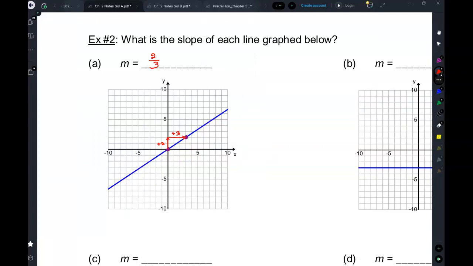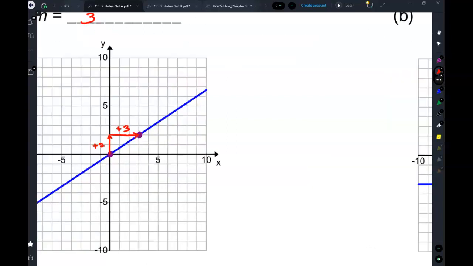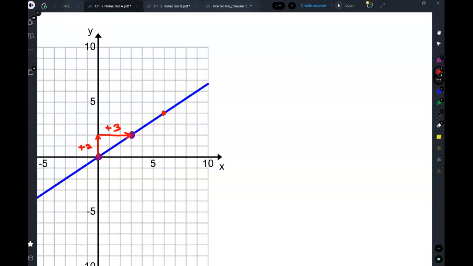There could be multiple answers for that question. No matter which 2 points you choose, simplify it, it doesn't matter. So, for example, if I choose this one and this one, up 2 over 3. Now what if you choose these two? Then I go up how many? 6. How much do I go over? 9. Oh, so it would just be simplified. 6 over 9, 2/3.